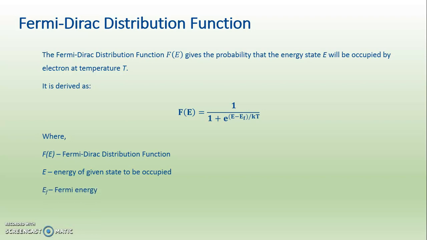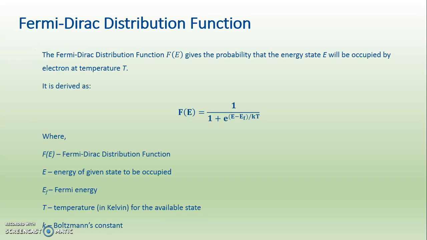Then E suffix F. What is this? E suffix F is the Fermi energy. Next is T. This T is temperature, and in such cases we consider temperature in Kelvin. And finally, what remains is k. This k is Boltzmann's constant.